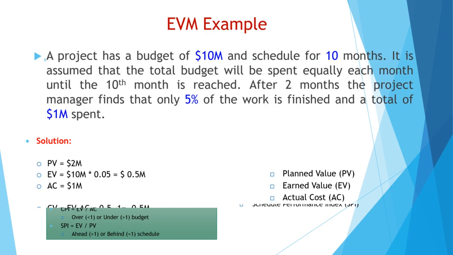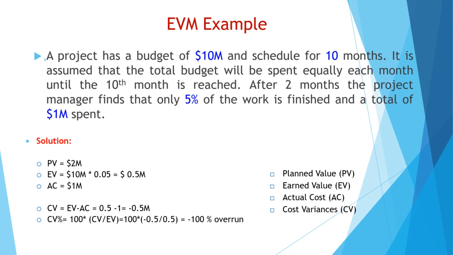Let's take an example. A project has a budget of $10 million and is scheduled for 10 months. It is assumed that the total budget will be spent equally each month until the 10th month is reached. After 2 months, the project manager finds that only 5% of the work is finished and a total of $1 million spent. The planned value is $2 million.